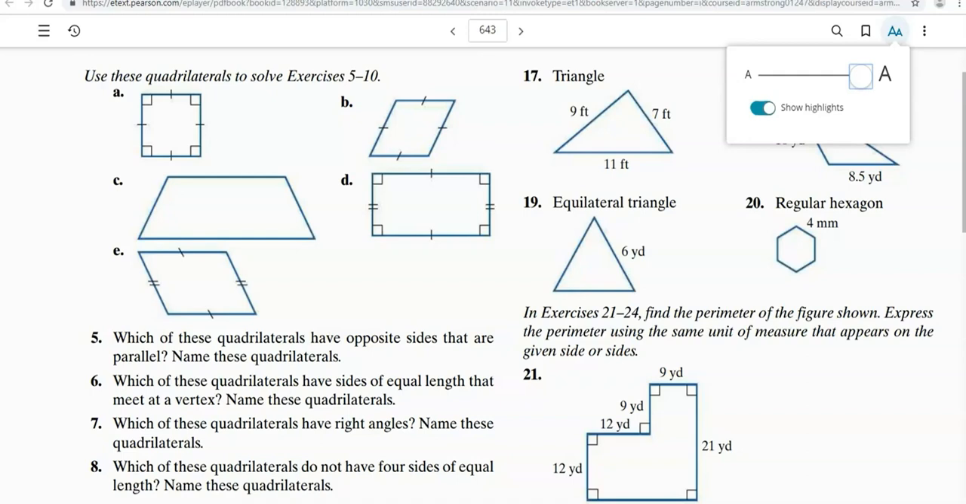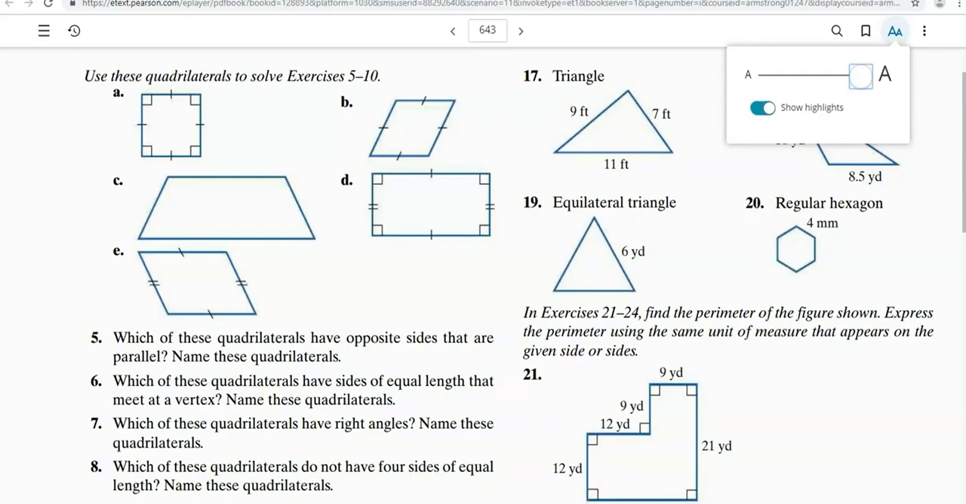So another question of these, which of these quadrilaterals have sides of equal length that meet at a vertex? So in other words, what it's saying is they have 4 congruent sides. So who is that up here? Well, if you look at the picture, it's kind of marked for you. Oh, that's the square, and that's the rhombus. So you get what they're doing.